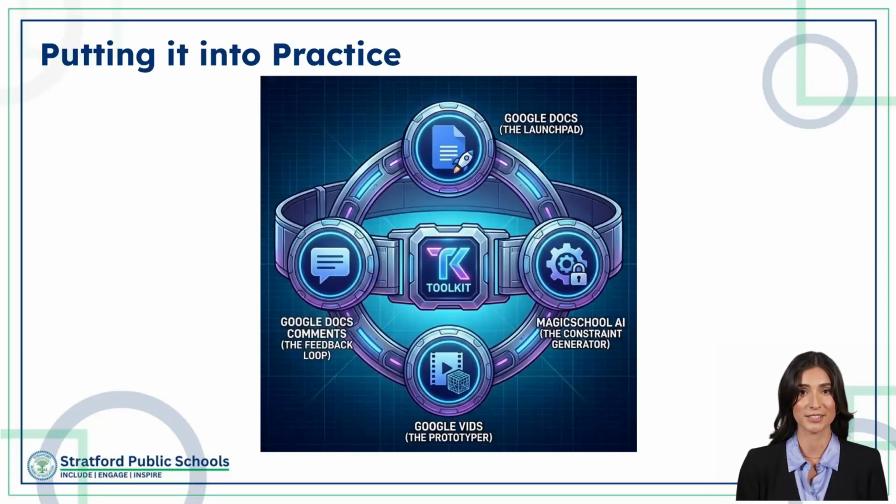Generate constraints. Use MagicSchool AI to ensure the problems are authentic and challenging. Prototype digitally. Use Google Vids to create rapid video explanations or pitches. Feedback loops. Use Google Docs and comments to make the refinement process visible and collaborative.